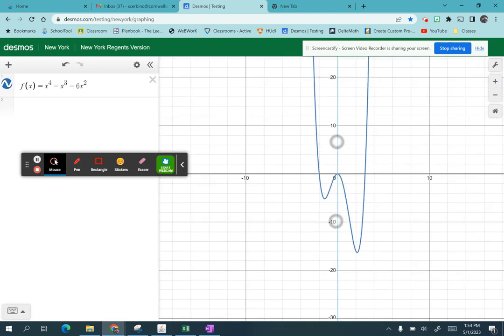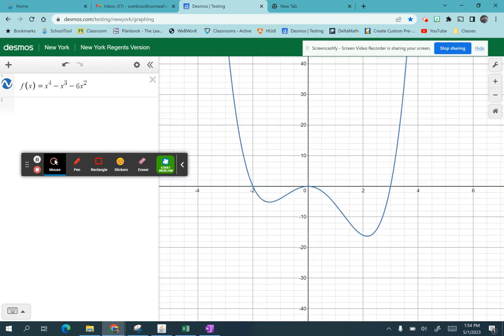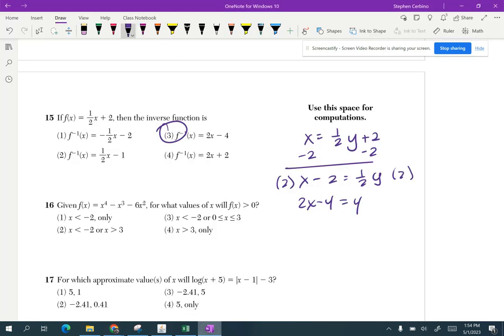What this question is asking by saying greater than 0, it's asking us when is this function above the x-axis? When are the y values positive? So looking here, we have positive y values smaller than -2. Then between -2 and 3, the graph is either at 0 or below 0. And then after 3, the graph goes up and is positive again. So we want to choose the choice that tells us all the values of x that are smaller than -2 and greater than +3.